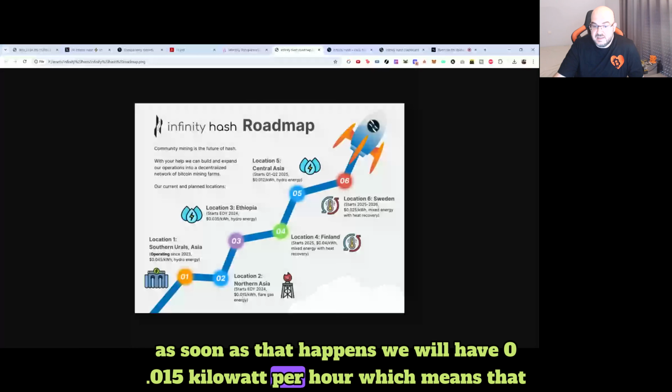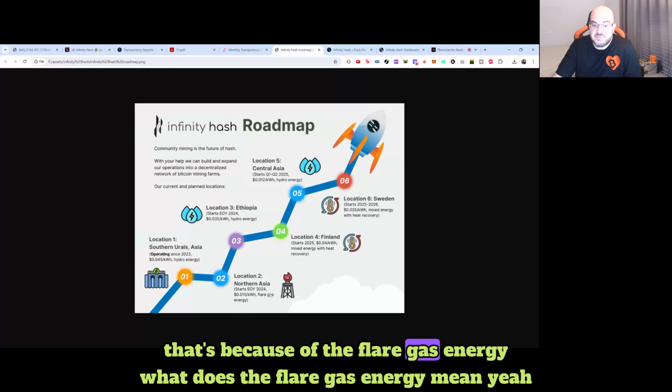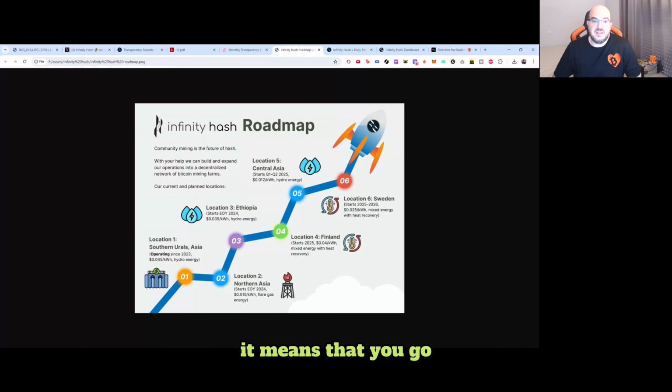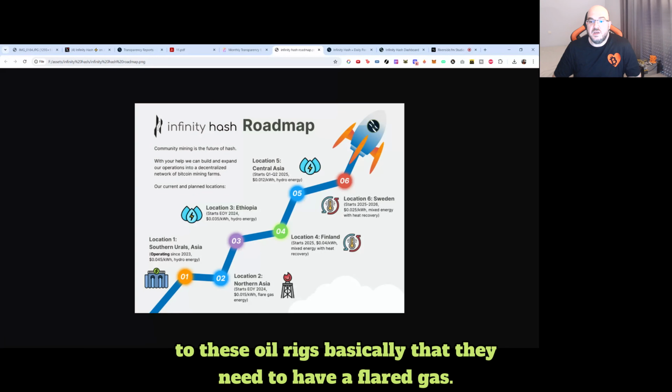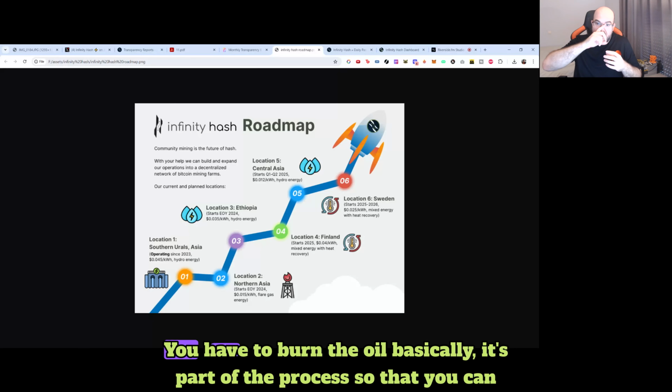0.015 kilowatt per hour, which means that it's a third of the current cost, which is already quite cheap. And that's because of the flare gas energy. What does the flare gas energy mean? It means that you go to these oil rigs that need to have a flared gas. You have to, it's part of the process.